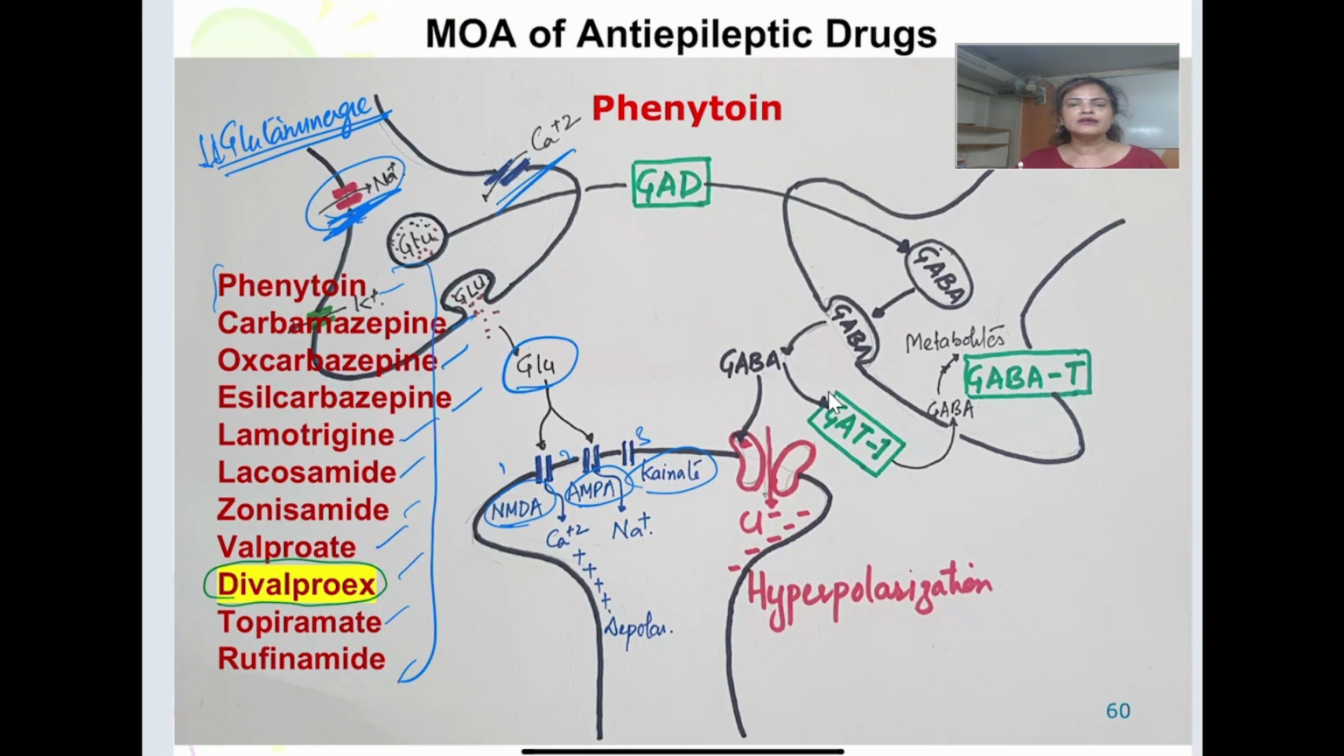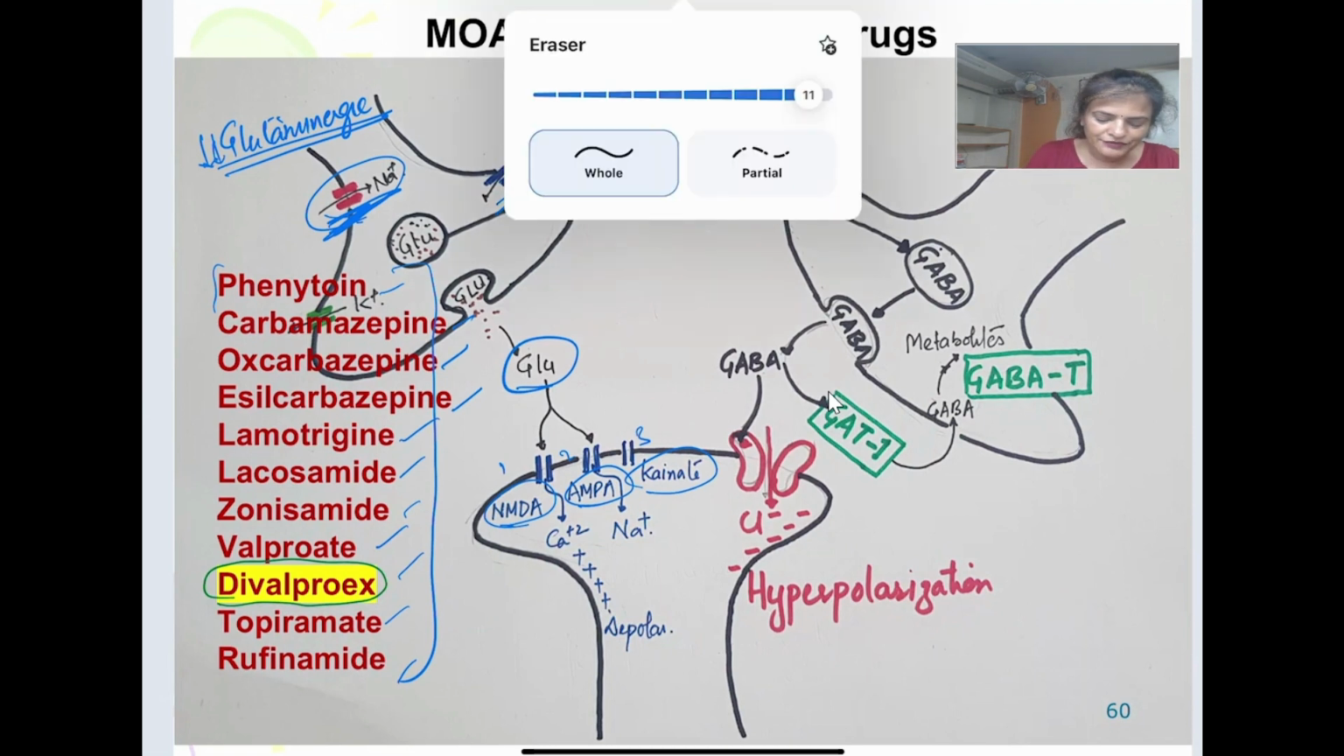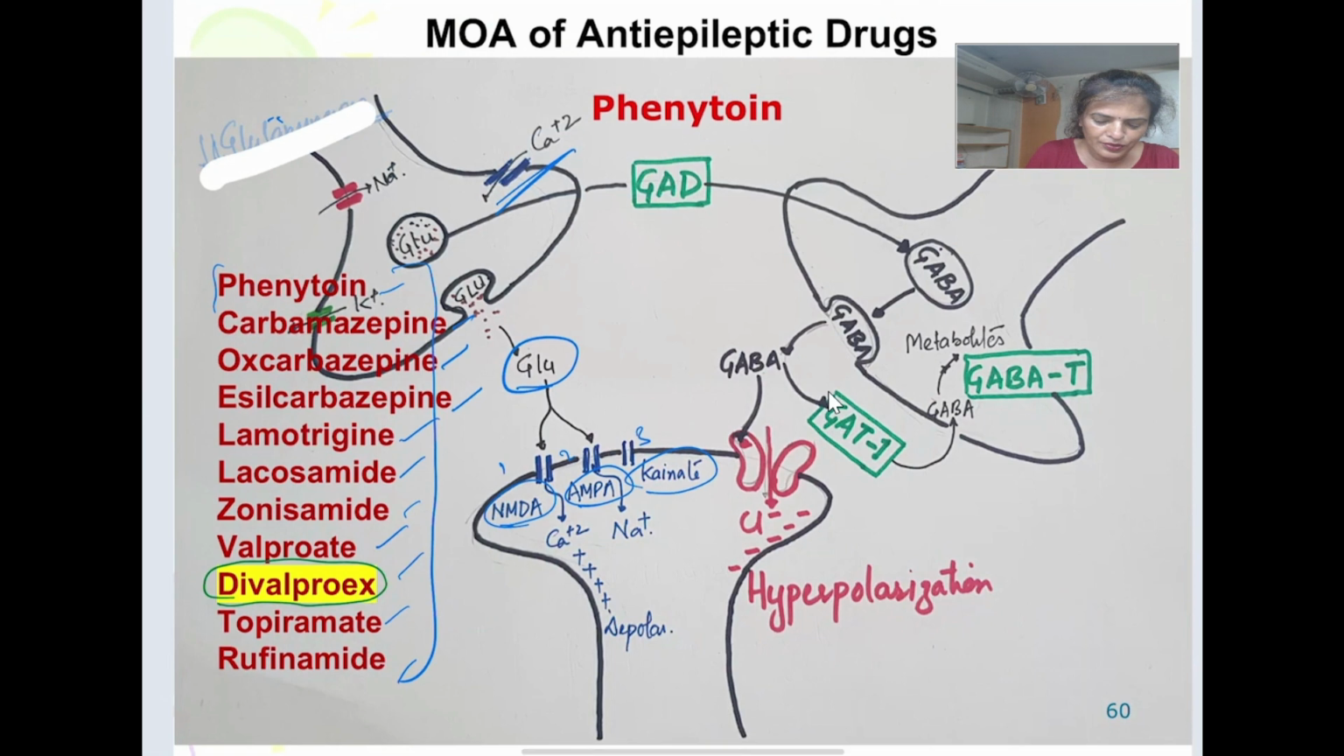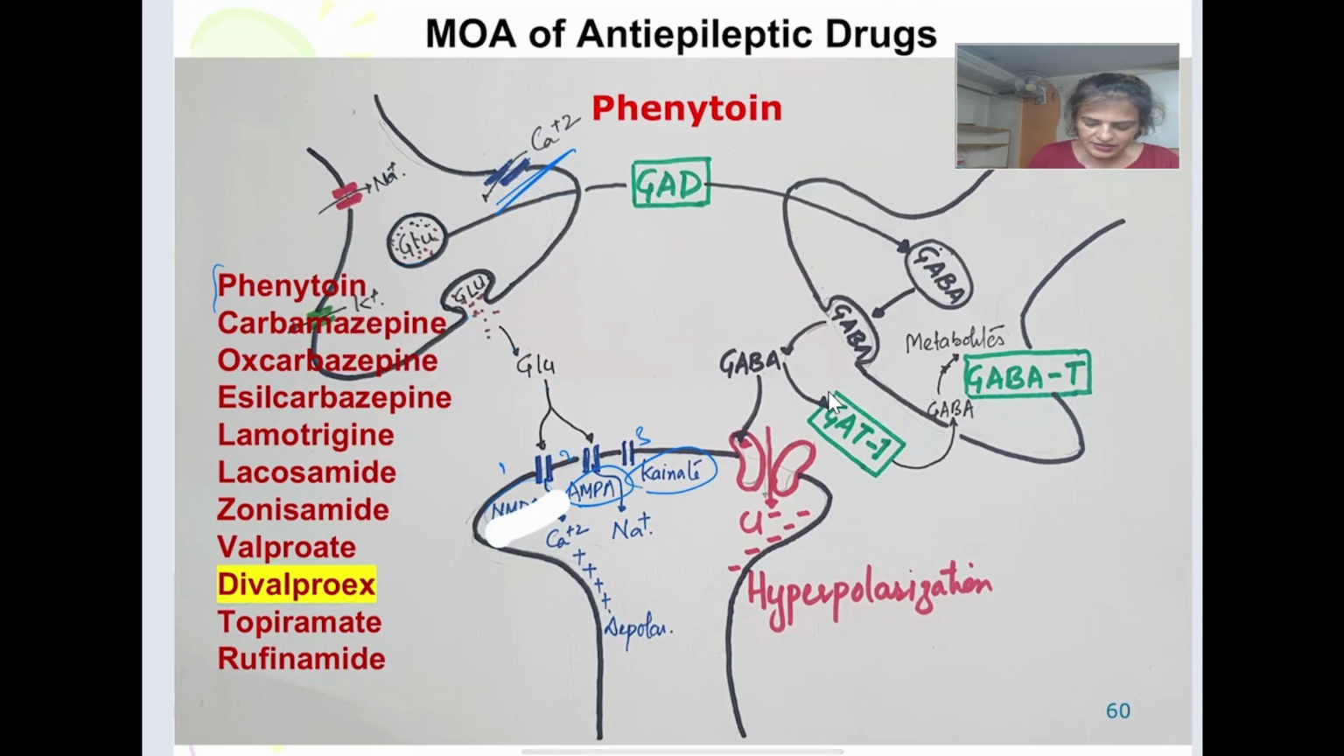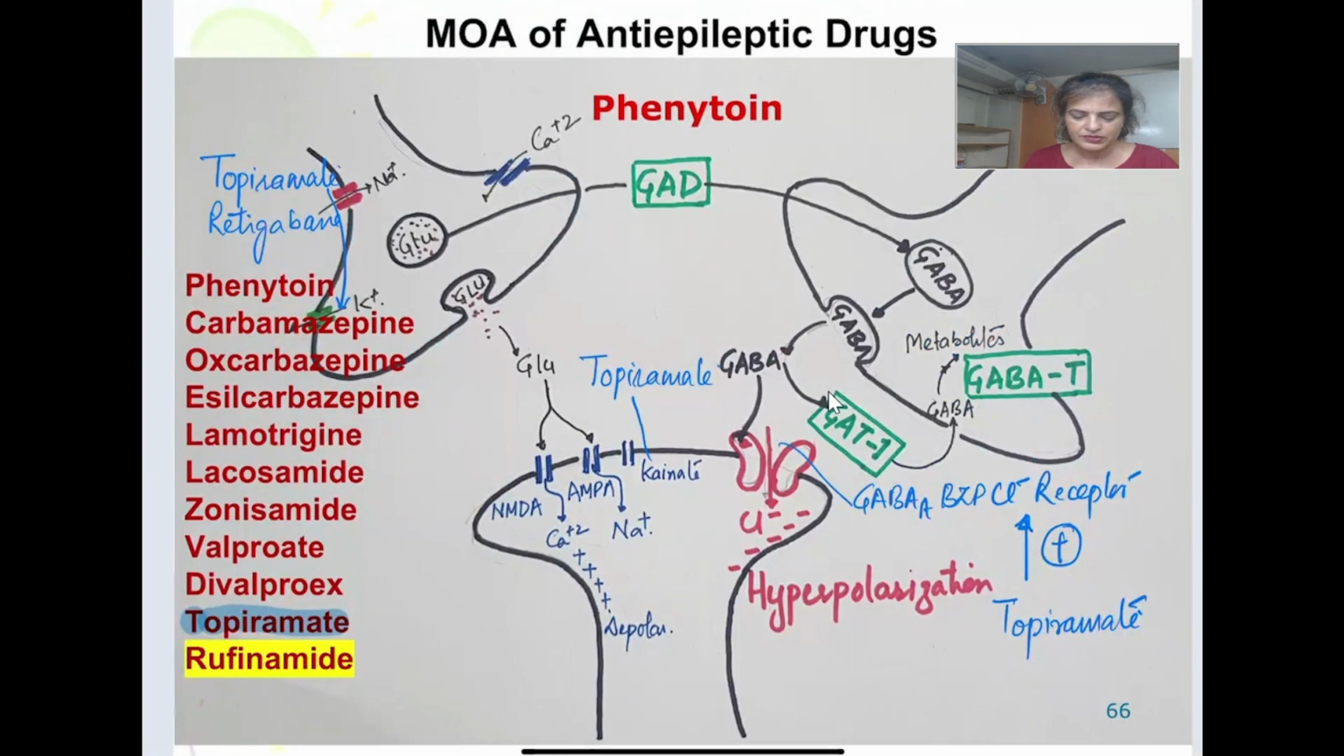Now continuing my third video on the anti-epileptic drug, what are the other drugs which are going to decrease the activity of this glutaminergic neuron? Another group of drugs which decrease the activity of the glutaminergic neuron is the potassium channel opener. One is already topiramate, that is there. This is the potassium channel opener.